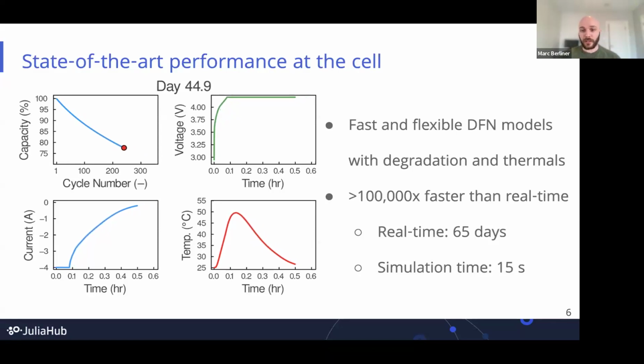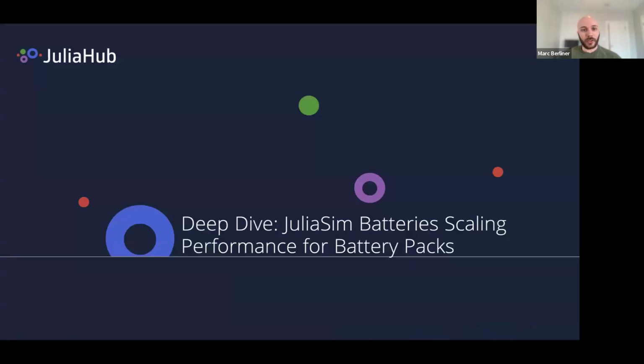If we compare the real-time simulation of 65 days to the simulation time of 15 seconds, we get over 100,000 times faster than real-time performance, which really greatly affects the kind of workflow that you have when using these tools. So to give a deeper dive on the performance and the numerics behind JuliaSim Batteries, Chris, would you like to take it from here?